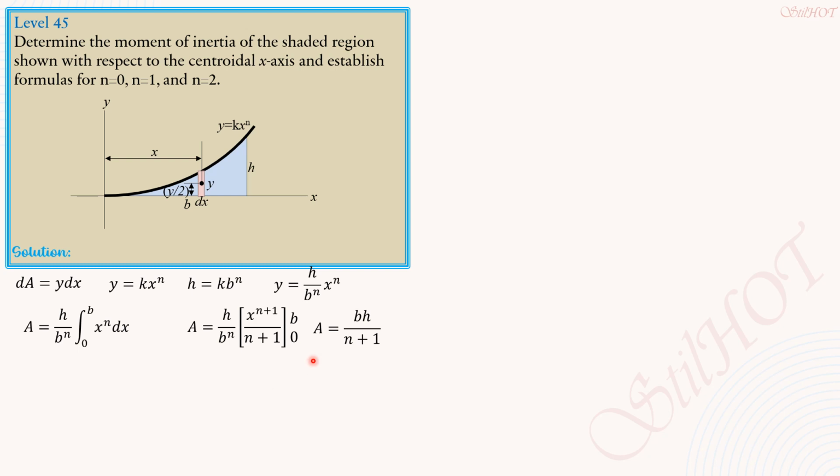So remember, that's the formula in general. When n is 0, it is just a rectangle. So the area of a rectangle is bh over 1, or simply bh. If n is 1, it is a triangle. The area of a triangle is 1 half bh. So this is bh over 1 plus 1, so bh over 2, which is correct. Then if n is 2, it is a spandrel of a parabola. So it is bh over 3, and so on and so forth.